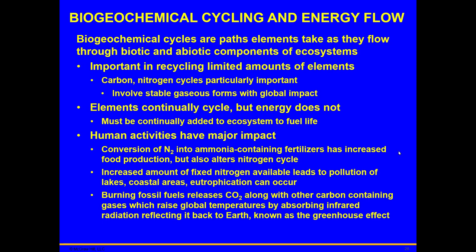Conversion of nitrogen into ammonia-containing fertilizers has increased food production, but it also alters the nitrogen cycle. To help you understand that, up until about 1900, the major form of nitrogen fertilizer was bird poop, particularly that which is called guano. And a lot of that was scraped off from the Peruvian and Chilean areas where there were a lot of birds, and people would scrape it off and make money. You can still buy that as a fertilizer.